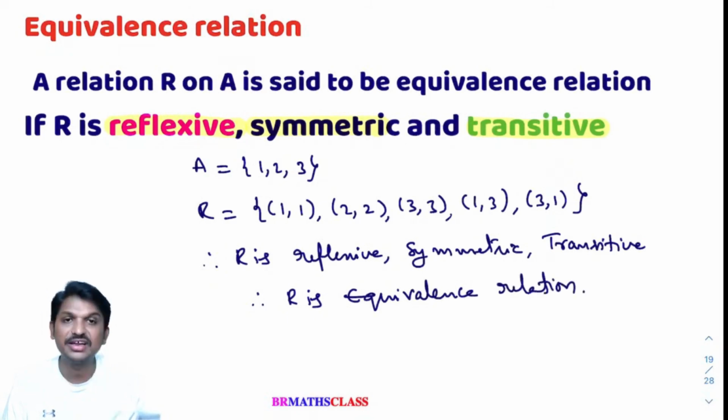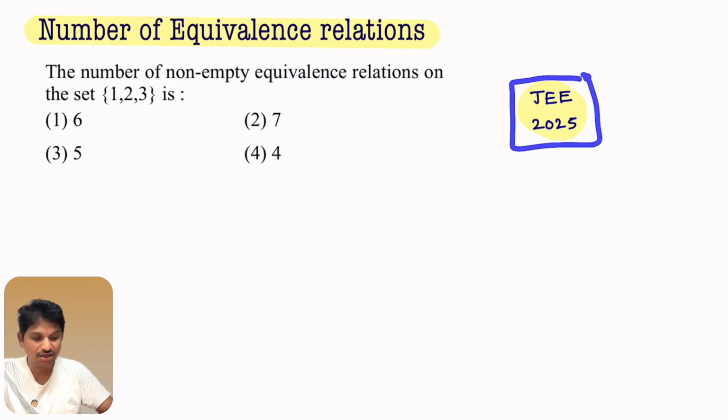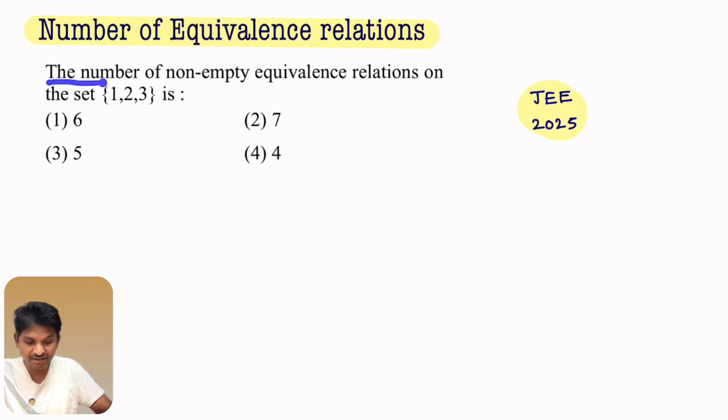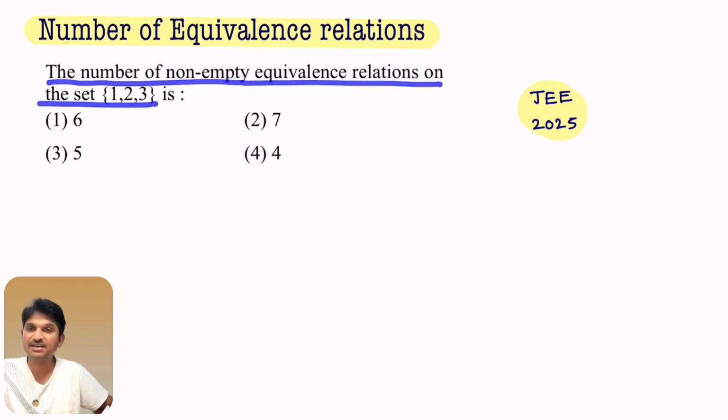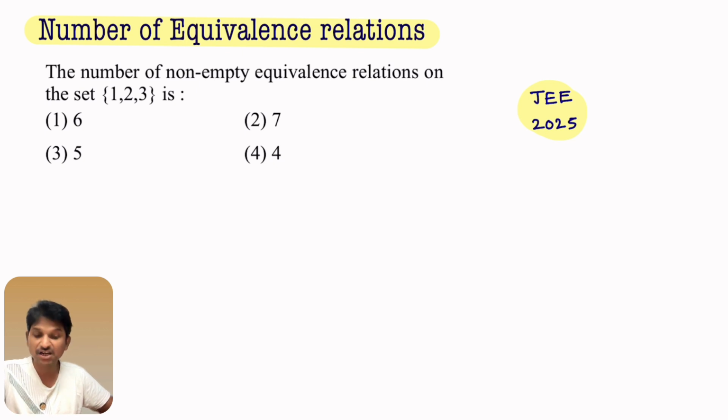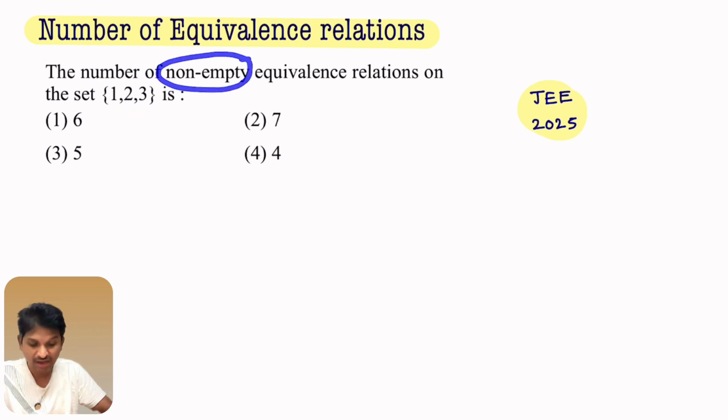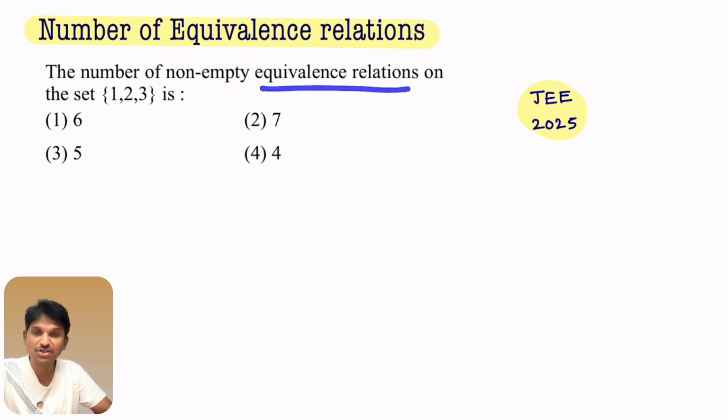I hope you understand. This is the question given in the JEE examination 2025. The question is the number of non-empty equivalence relations on a set. As the set {1, 2, 3} is given, an equivalence relation must be reflexive, symmetric, and transitive. The empty set is not a reflexive relation. So we can take this question as finding the number of equivalence relations.